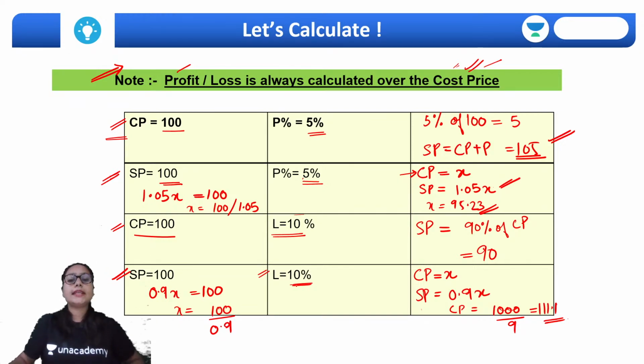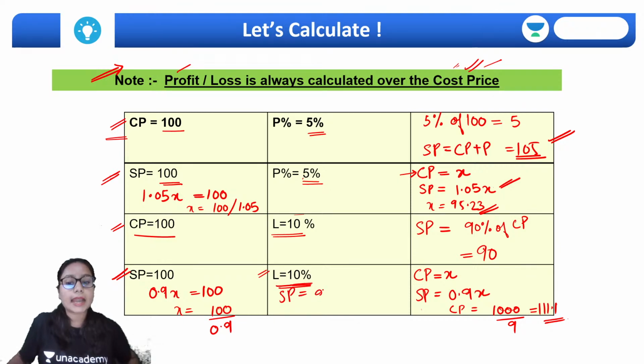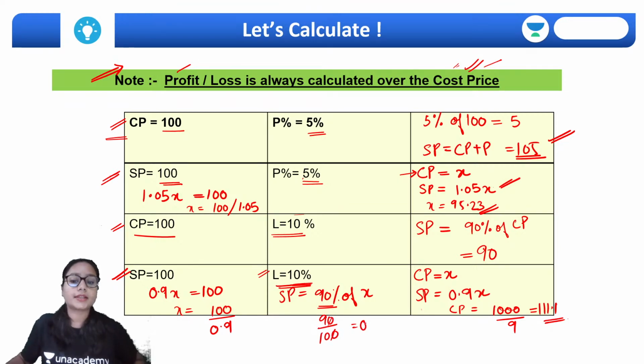Okay, let's see. See, it is given that loss is 10%. So we are reducing the cost price by 10%, right? So the selling price will be 90% of X. So 90% can also be written as 90 by 100, which is equal to 0.9x. Okay. Yes, Ayush, I hope I have answered your question. All right, let's move on.